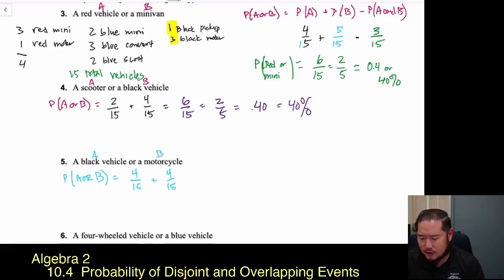And do we have any overlap? Well, it looks like, we got 4 black vehicles and then 3 of them happen to be motorcycles. So there is an overlap right here. So let's go ahead and I'm going to put minus 3 over 15 for our overlap.